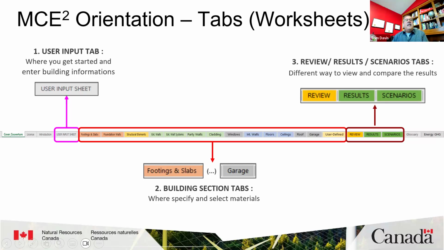Lastly, on the right side of the scroll are the review, results, and scenarios tabs. These provide results of a modeling exercise in the tool and are visited once all the dimensions and material selections have been entered.